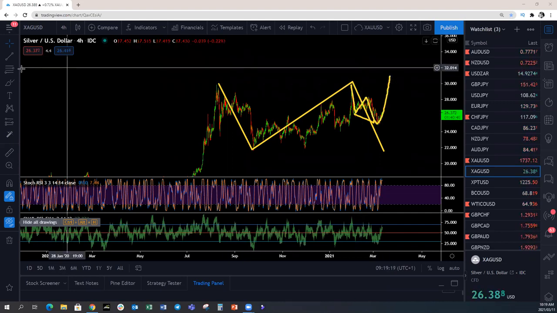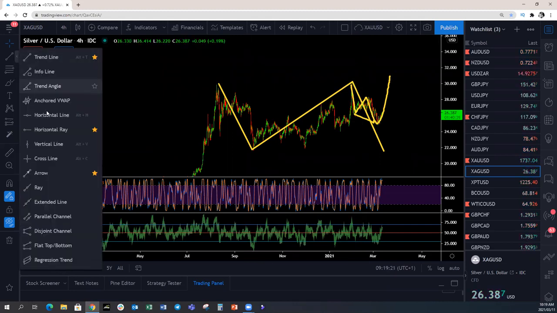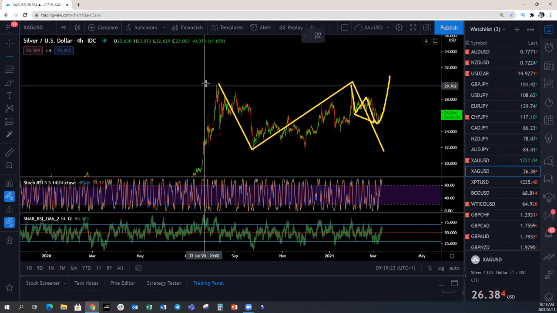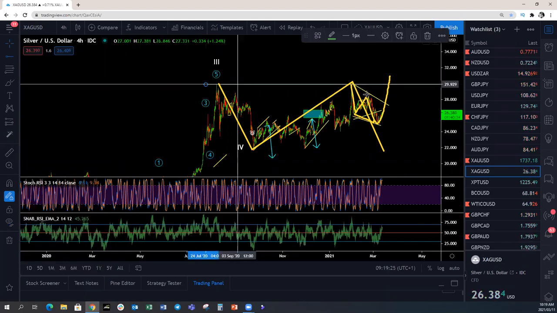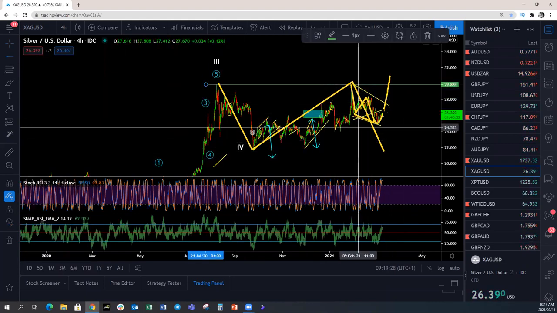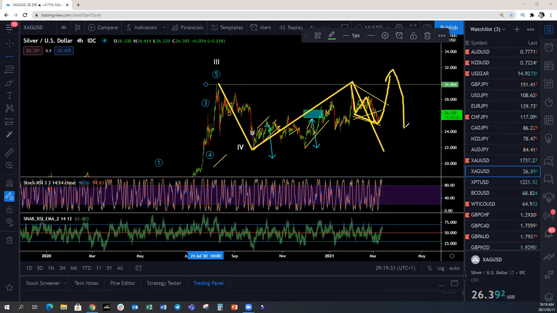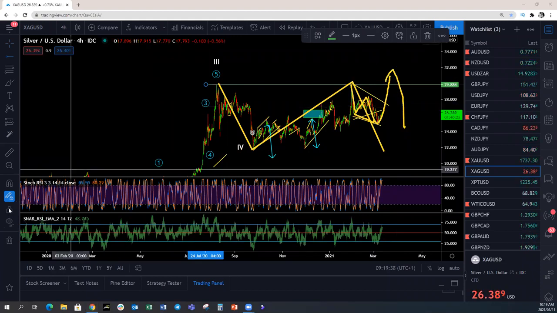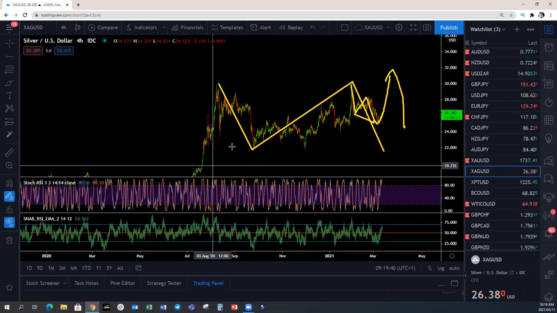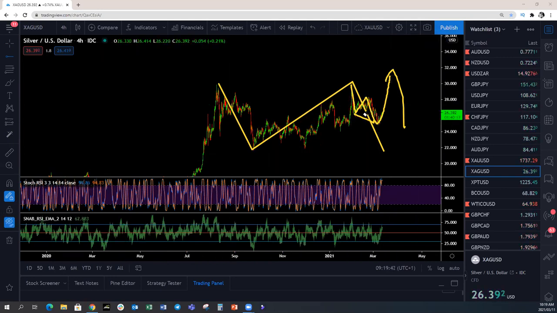Is this going to take this top here? Let's have a look. Can we take that top again? Let me switch off again. Can we take that top again and then still come back down? Doesn't look likely, so we will follow the gold structure. It is the one that is a lot clearer than what we're seeing on silver. Let's clean it up a bit. So that is what we were looking for on silver.